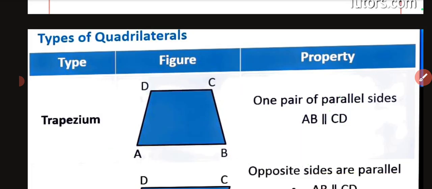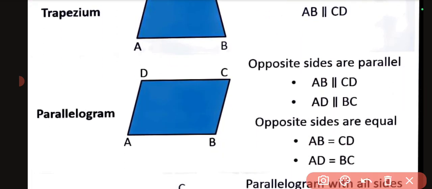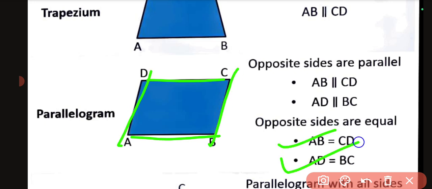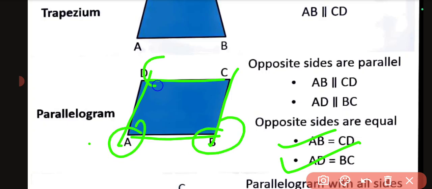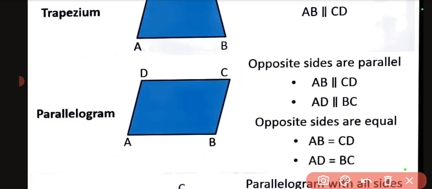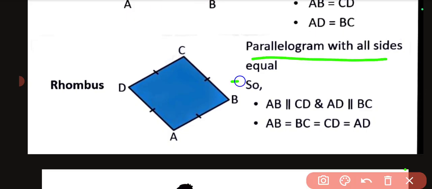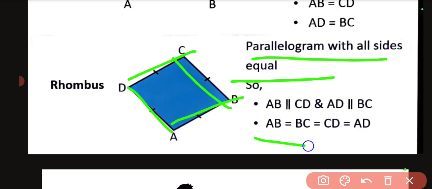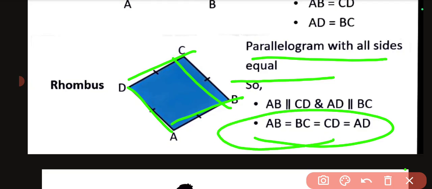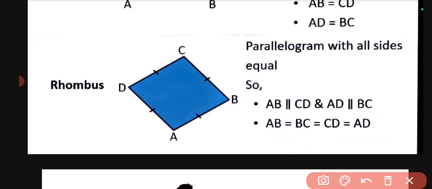Next is a parallelogram. Same, these sides are parallel to each other, they are also equal. Same, these sides are parallel to each other, they are also equal. And last property, sum of adjacent angles is 180 degrees. Next is a rhombus. Rhombus is also a parallelogram with all sides equal. AB parallel to CD and AD parallel to BC, and all sides are equal. In parallelogram, pairs of opposite sides are equal, but in rhombus all sides are equal.